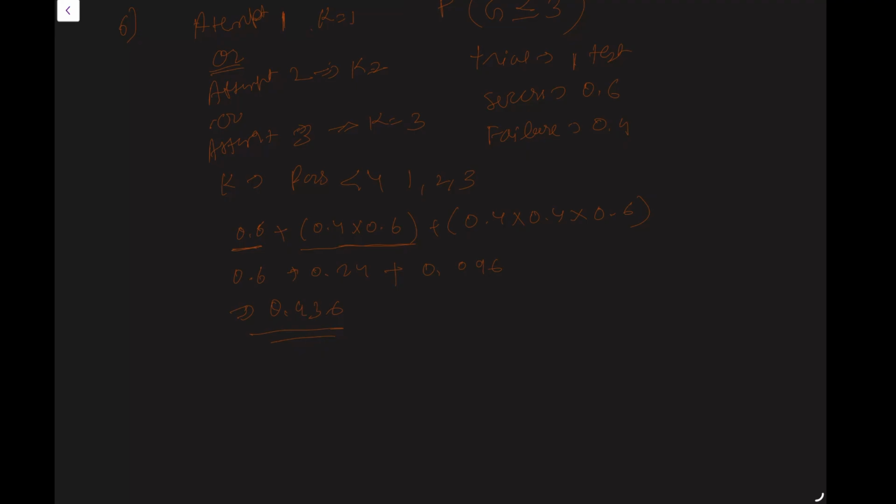What I did is I assumed he passed in the first attempt. That's event 1. Event 2, where he failed in the first exam, but in the second attempt he passed. The third case is he failed in the first and second attempts, but in the third one he passed. That's your third event. And I said the keyword here is "or", which means you need to add all these individual probabilities. When I did, I got 0.936. This is how I achieved the answer.